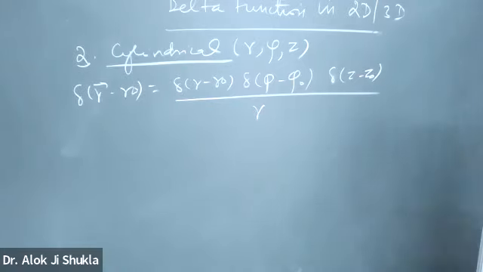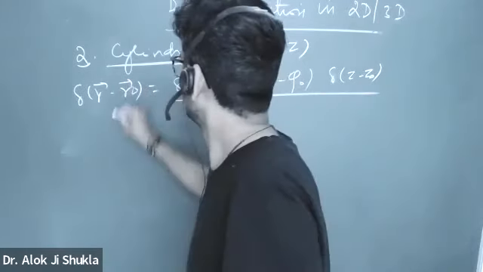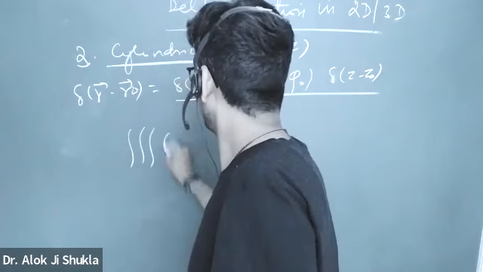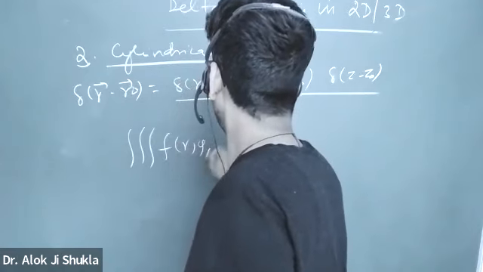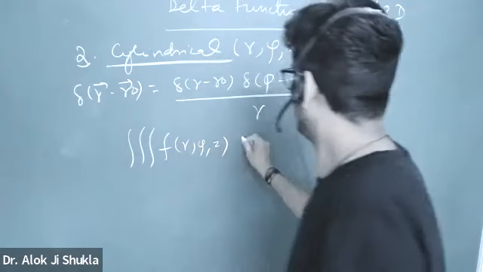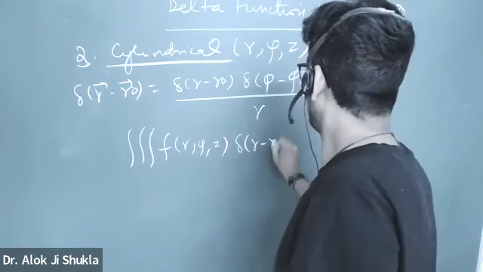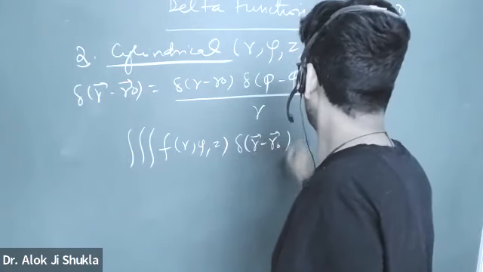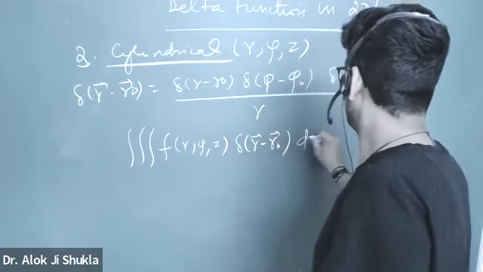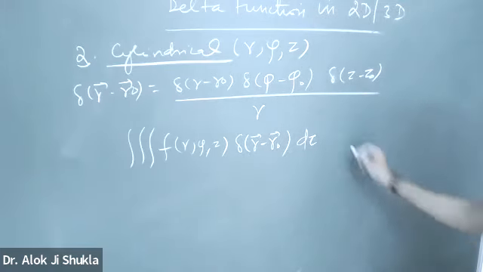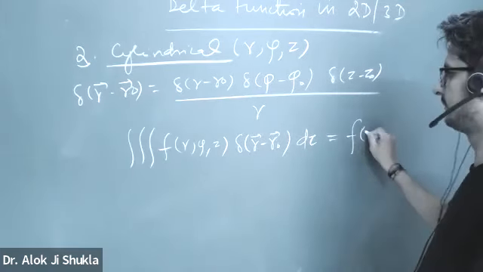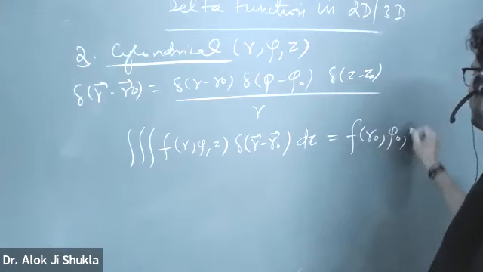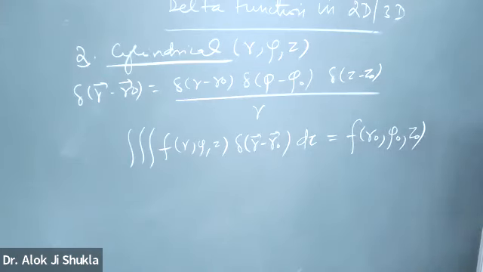So when you take the triple integral with some f(r, phi, z) and delta(r minus r naught) d tau, what we are going to get is f(r naught, phi naught, z naught). Prove it quickly.